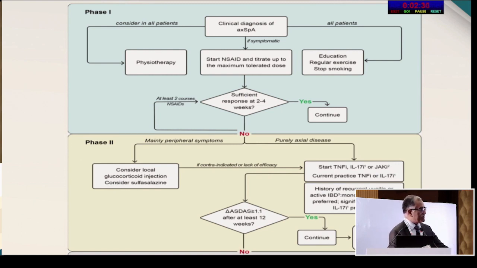Have I finished my time? If you have 1 or 2 minutes, I can just go through this algorithm, but it is basically a repetition of the same.